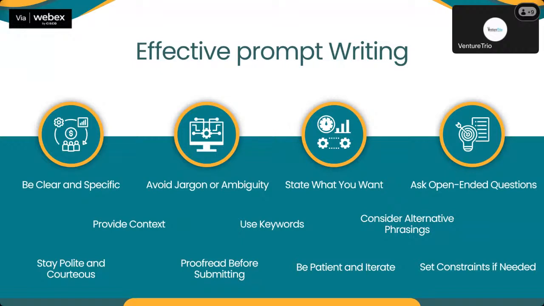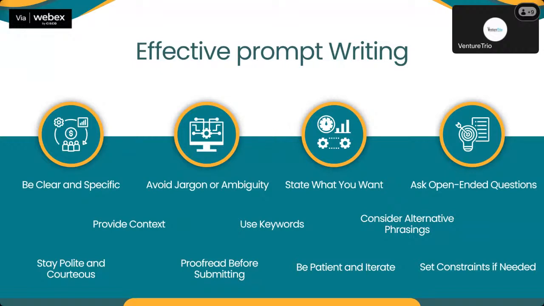Use keywords. Include keywords related to your topic to help AI models understand your intent. If searching for information, use keywords that are likely to appear in the relevant context. Consider alternative phrasing. If you're not getting the desired response, as said earlier, try to regenerate. Try to ask the same question in multiple ways. Right? Experiment with synonyms or different wording while staying on topic. So one topic can be asked several times in different ways. You will get different answers, and maybe one of the answers is best suited to you.